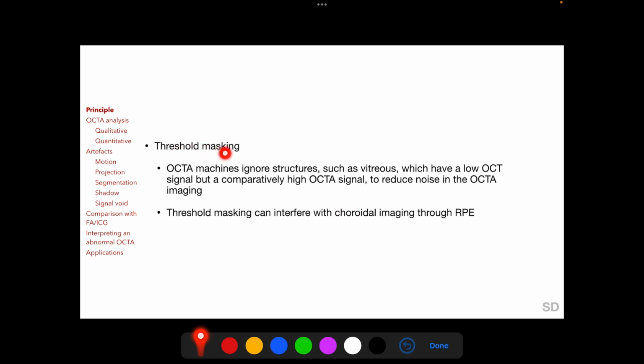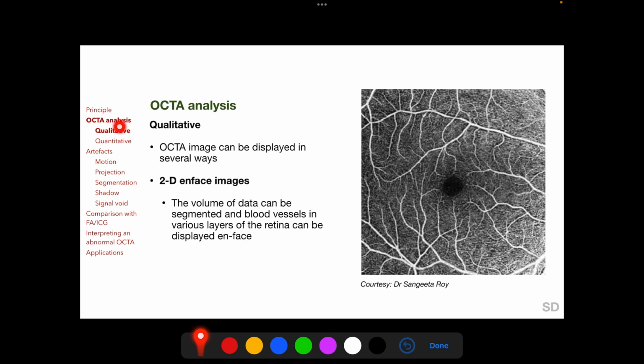The axial and lateral resolutions of OCTA imaging are the same as that of the OCT technology used. Threshold masking is a feature available in OCTA machines by which they ignore structures such as vitreous, which have a low OCT signal but a comparatively high OCTA signal because of its motion, to reduce noise in the OCTA image. So now we come to qualitative and quantitative OCTA analysis of a normal eye.